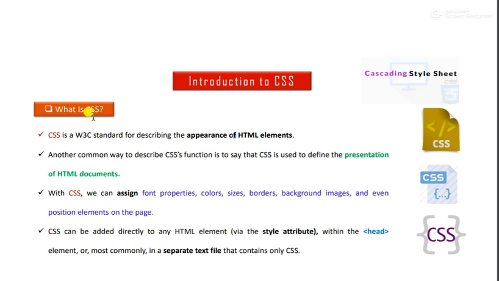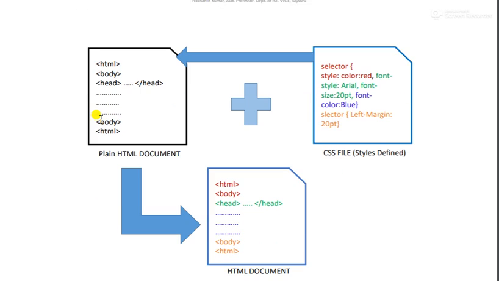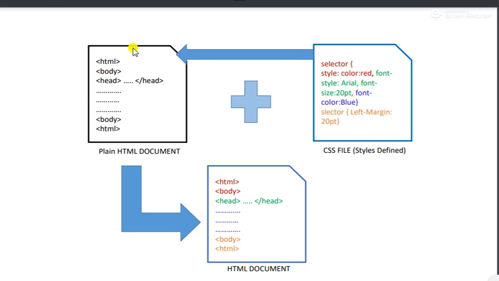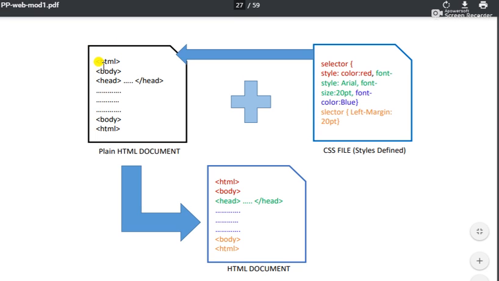Next, see here. This is your HTML, with head and body elements. This is a plain HTML document. For this, we are adding features: color, font style, font size, font color, and then left margin.